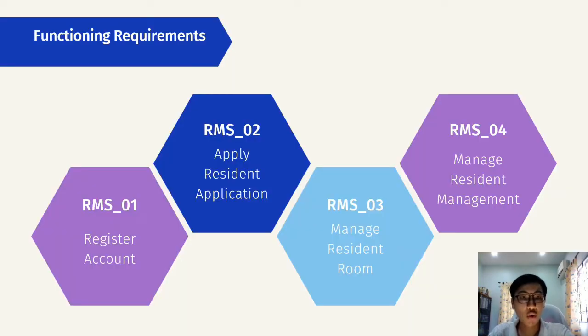The four functional requirements for this problem-based learning are RMS01, register account; RMS02, apply resident application; RMS03, manage resident room; and RMS04, manage resident management. Therefore, I will pass it forward to the next group member.